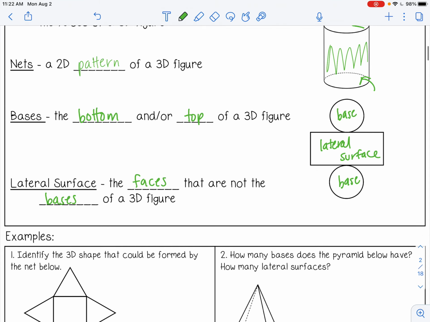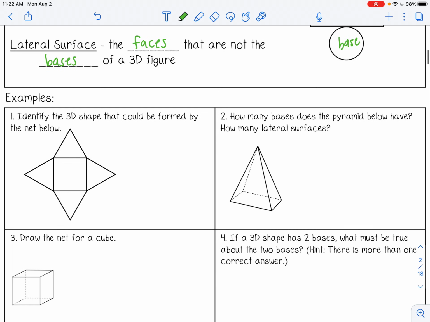All right, so let's try some of these examples. Number 1, identify the 3D shape that could be formed by the net below. So basically, if you put these shapes back together, so they're not flat, but they're making a 3D shape, what kind of 3D shape would it make? And this one is going to be a square pyramid. So this would be the base of the pyramid. It's a square. And then if you brought all these triangles together and touched them all at the very top, then it would make a pyramid.